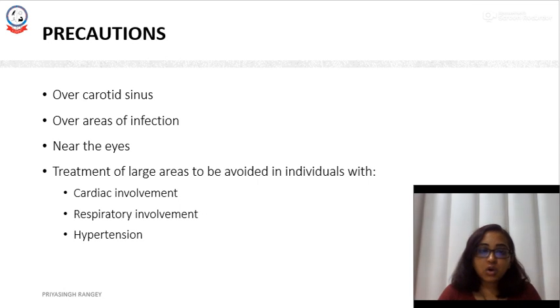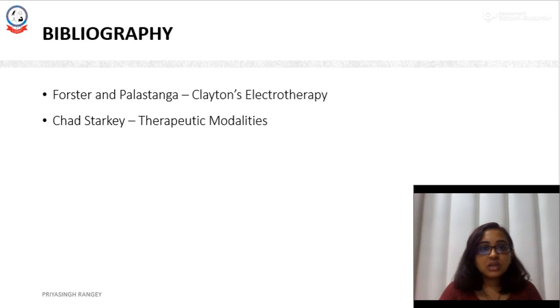We need to be cautious when we are applying cryotherapy over the carotid sinus, over areas of infection, when we are applying it near the eyes, or we are applying it for treatment of large areas, especially in individuals with cardiac involvement, respiratory involvement, or hypertension. So these were the indications, contraindications, and the precautions that we need to consider when applying cryotherapy.